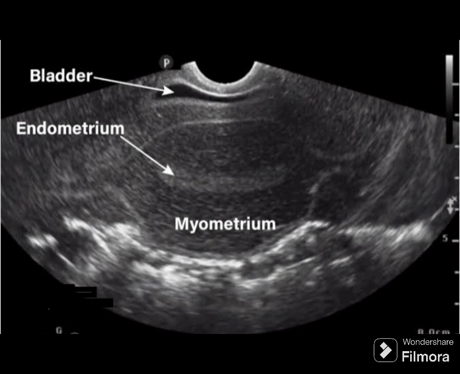Look at this picture. The blackish part is the urinary bladder. Behind the urinary bladder there is the uterus, and these three whitish lines are called the endometrium, and behind the endometrium there is the myometrium.